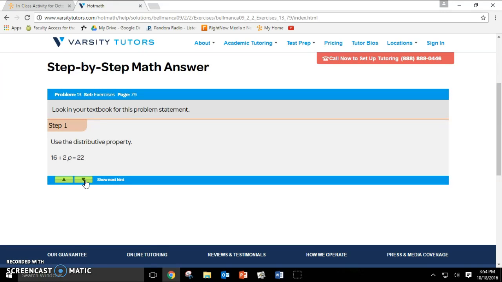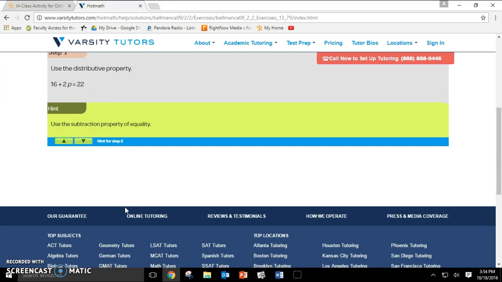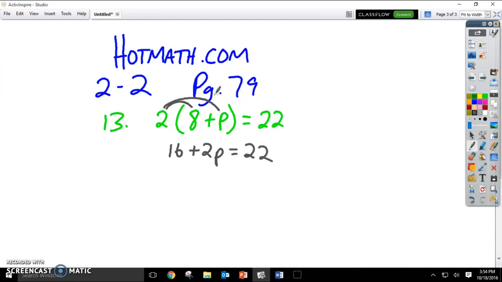So now our problem looks like the problem that they have on the website. Then I'm going to hit this bottom arrow, or this down arrow, for the next hint, and it says use the subtraction property of equality. So from here I know that the subtraction property of equality means that I need to isolate the variable and I need to subtract a number to both sides of the equation. So we're going to take a positive 16 and we're going to subtract 16 to both sides of the equation. When I subtract 16 by itself, it becomes 0, eliminates itself. When I do 22 minus 16, that's going to give me a positive 6. And then I would have 2P on the other side of the equation.